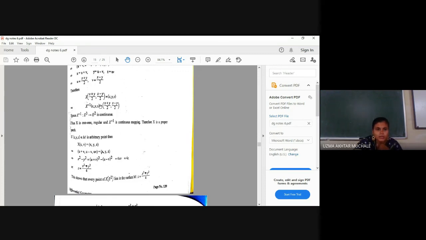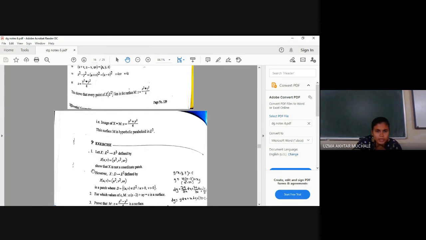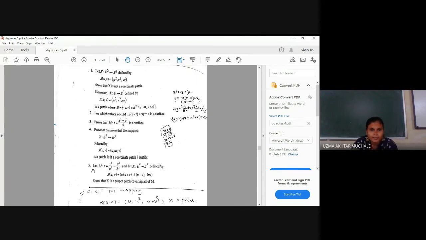But what is u into v? That is nothing but our third variable, that is z. And hence you can say this is nothing but the surface z is equal to x square minus y square divided by 4, which is nothing but a hyperbolic paraboloid. Okay.